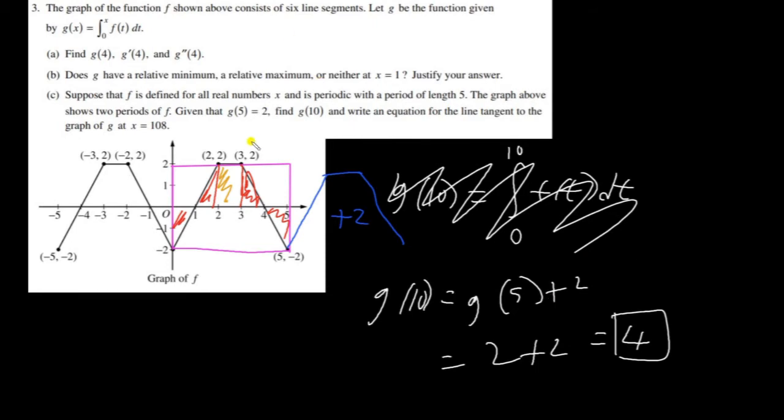Now they also want us to write an equation for the line tangent to the graph at x equals 108. Oh boy. So 108 is pretty obvious. They don't want us to do anything fancy here. They just want us to see, okay, what's the pattern going on? So like we said, every time x increases by 5, the area increases by 2, right? That's the pattern here.